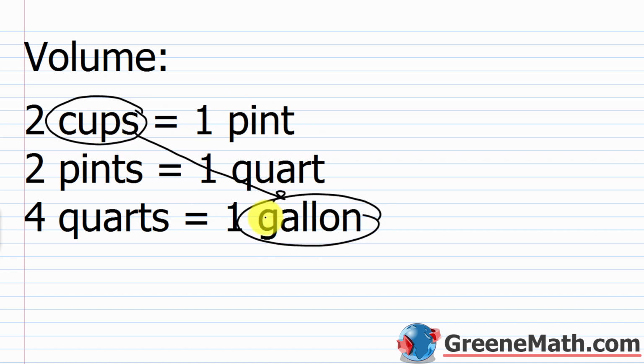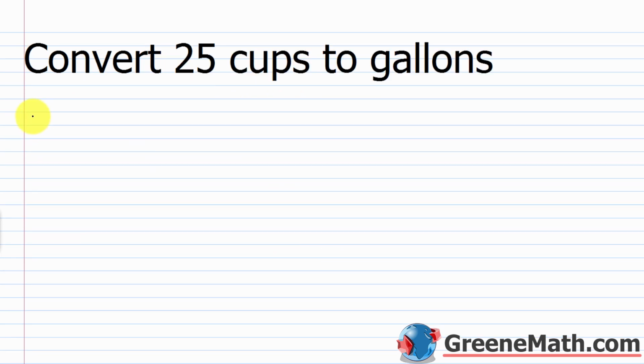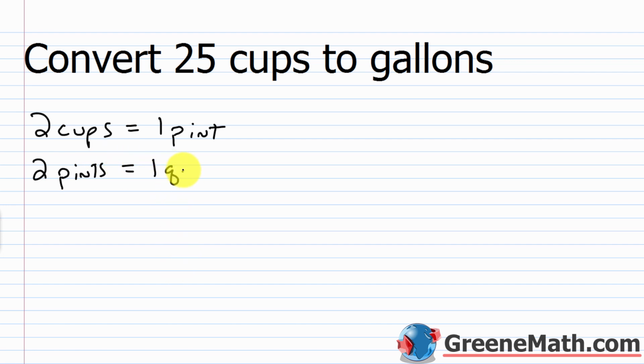Okay, we're going to go this way. So let me just write these out real quick. 2 cups is going to be equal to 1 pint. And then 2 pints is going to be equal to 1 quart. And then lastly, 4 quarts is going to be equal to 1 gallon.